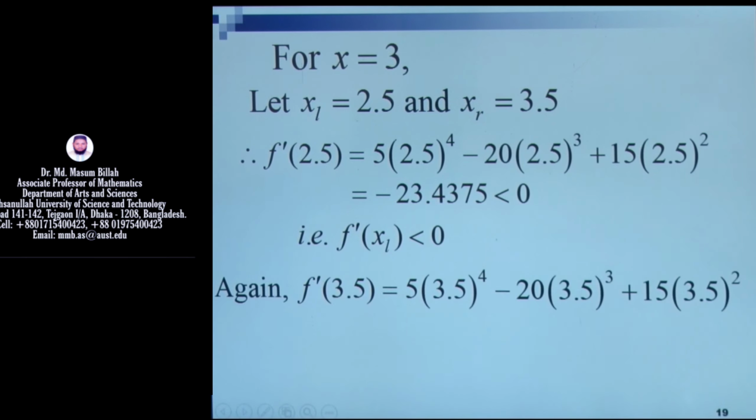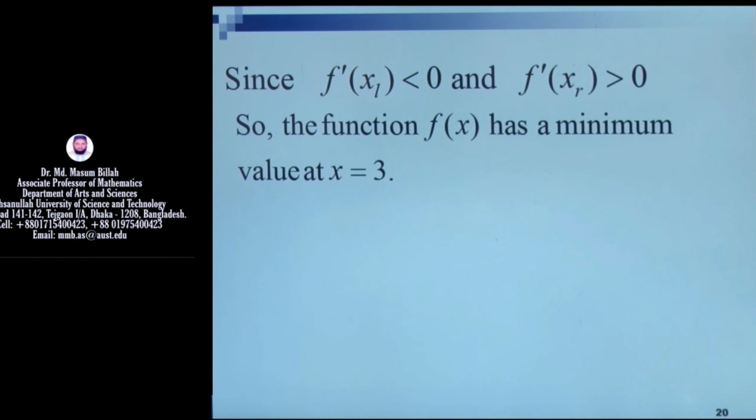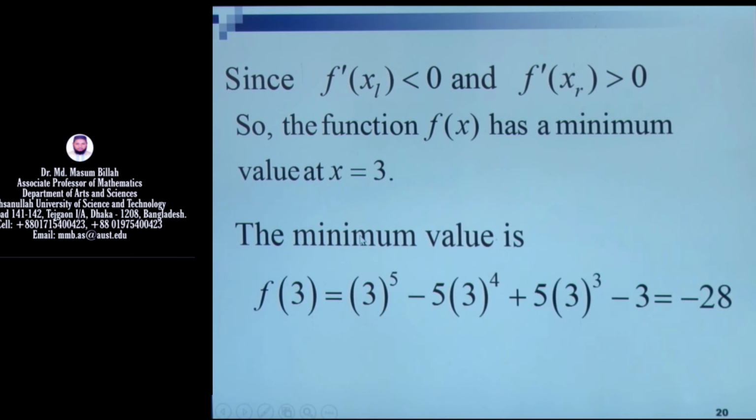So again we check for the right side, f prime 3.5 here. This value is 76.5625. This one is positive again. So this value is negative to positive. So we can say for this stationary point x equal to 3, since f prime xl is less than 0 and f prime xr is greater than 0, the function f of x has a minimum value at x equals to 3. So the minimum value will be attained at x equal to 3, and the minimum value will be function of 3, that is minus 28. Okay.